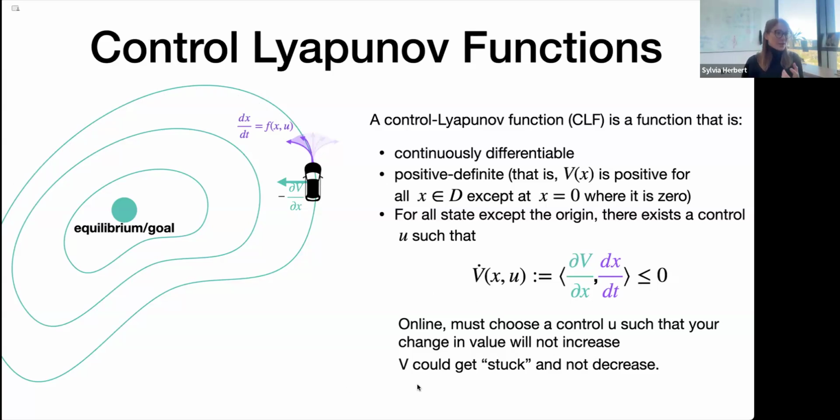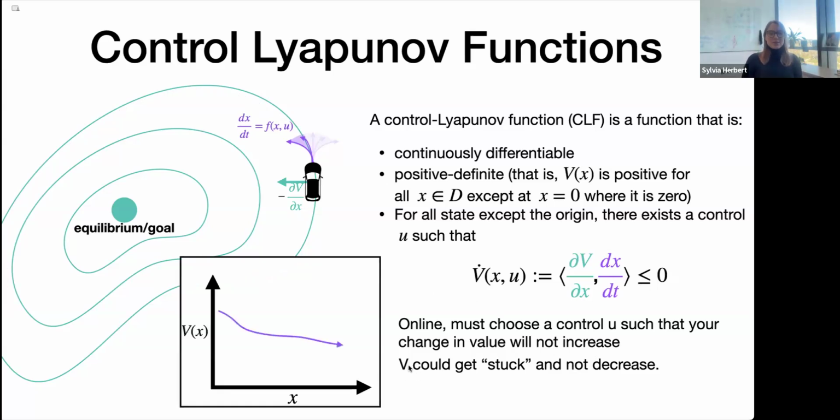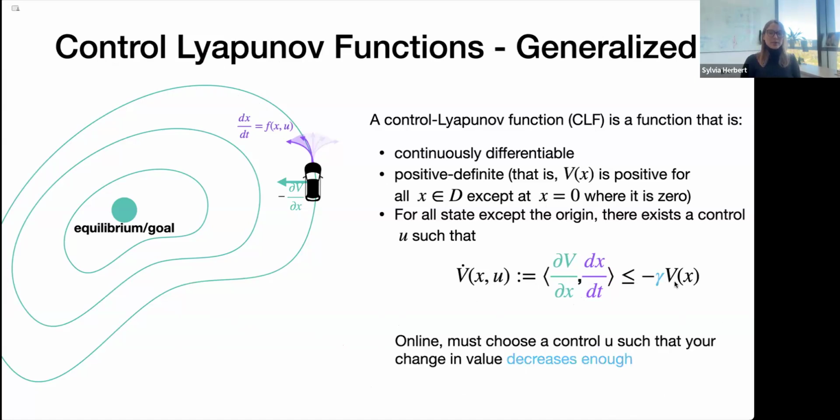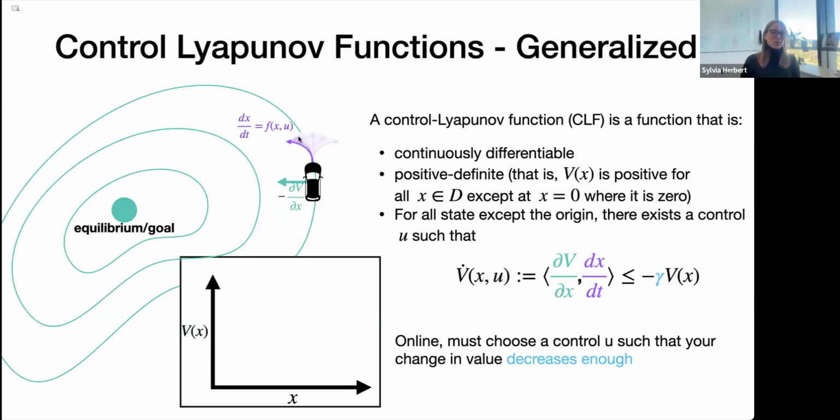In order to force convergence to the goal, this is the video of that, you may want to force a stabilization rate to the goal at some desired rate. For this, we make this a little bit more strict, and we say that V dot must be less than or equal to minus gamma V. So online, you must choose a control such that your change in value decreases enough. So you're restricting this further. Essentially, how you're doing this is if you plot V dot equals minus gamma V, this is an upper bound on what you can do.